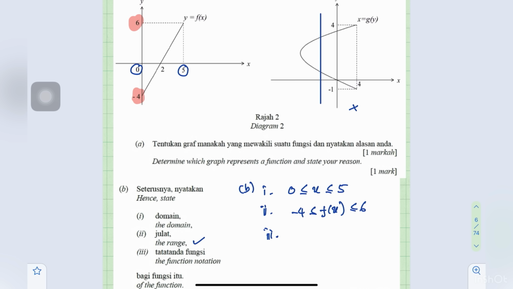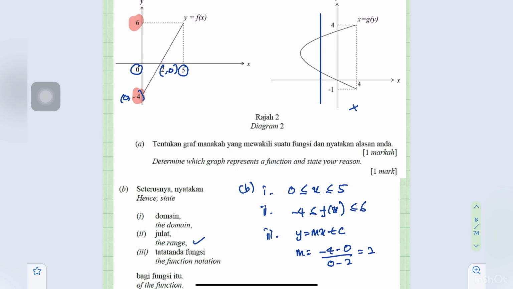Okay, so 3 eh. Kita nak cari function notation. Kita tahu this is straight line. So, straight line y equals to mx plus c lah, general form dia kan. So, kita kena cari gradient dia dulu. Okay, now we have 0, negative 4 dengan 2, 0. So kita boleh cari gradient dia. So kita guna macam ni. So negative 4 minus 0 over 0 minus 2. So dapat m is 2.